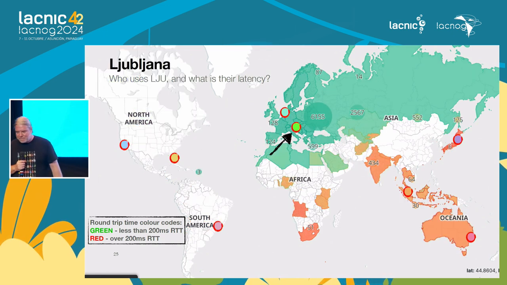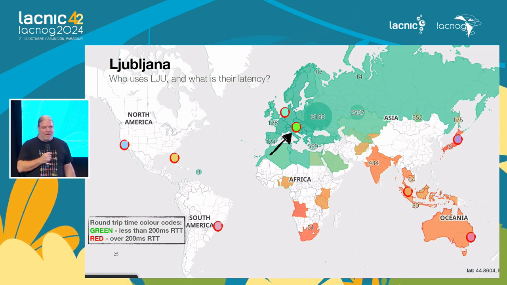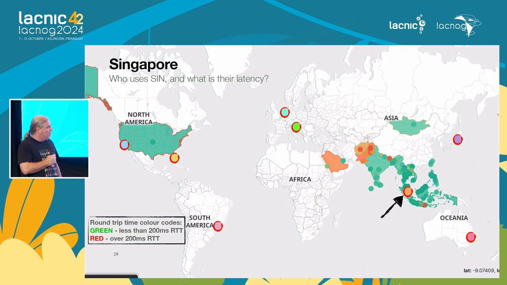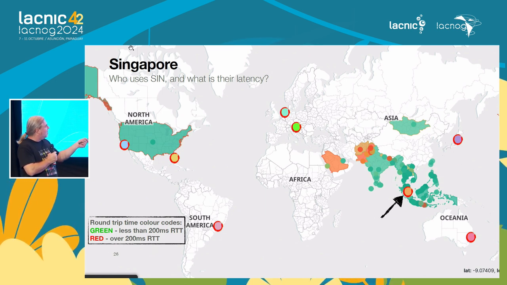You will see later. Ljubljana, also. Why would people from Oceania, from Australia, go to Ljubljana? Like, we have a pop in Australia, right? It doesn't make much sense. Well, this is quite well behaved. Indonesia, okay, some parts of North America go there. But as you can see, interestingly enough, despite the fact that this is half the planet away, it's still green.